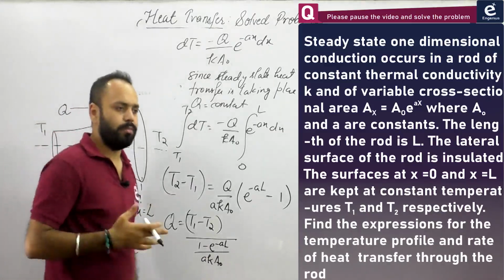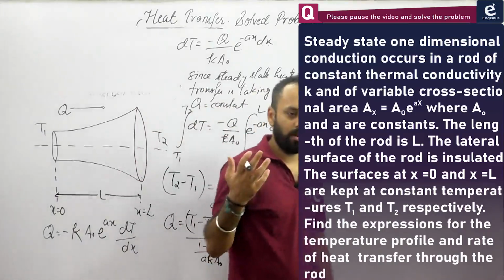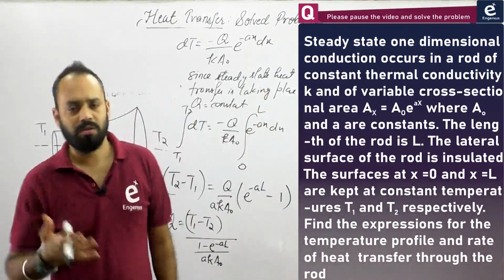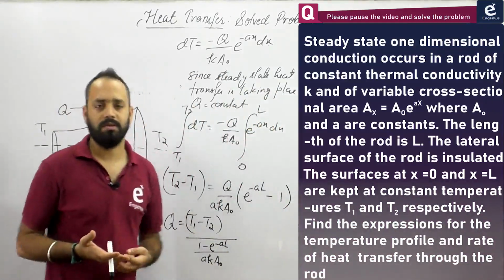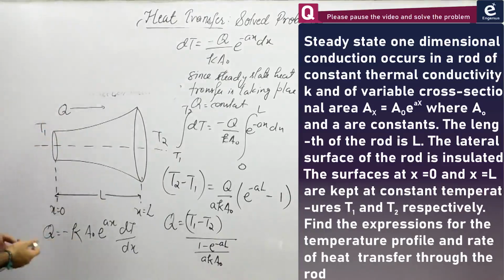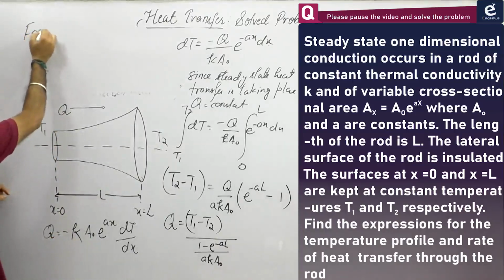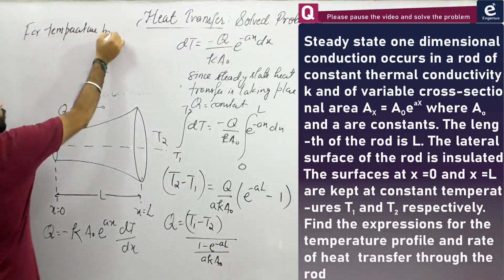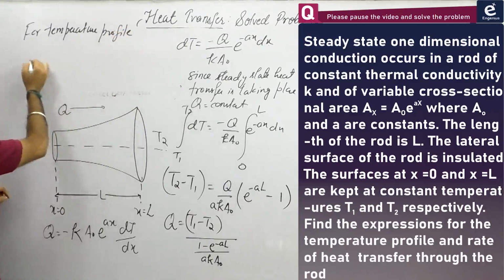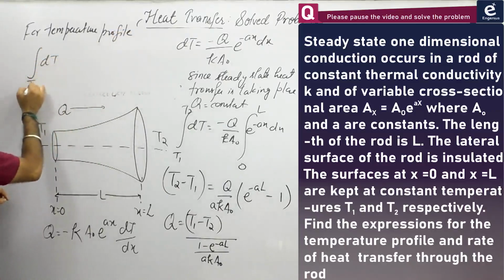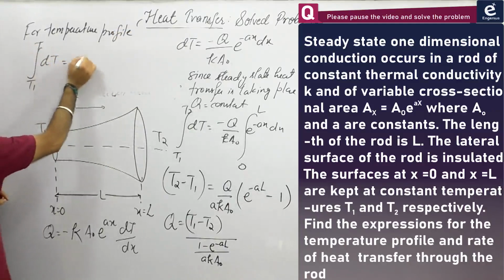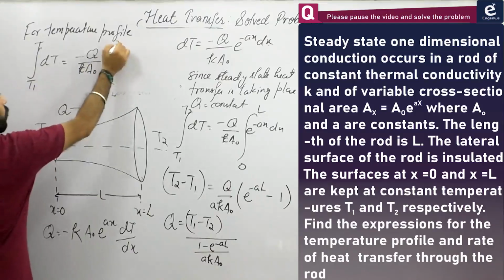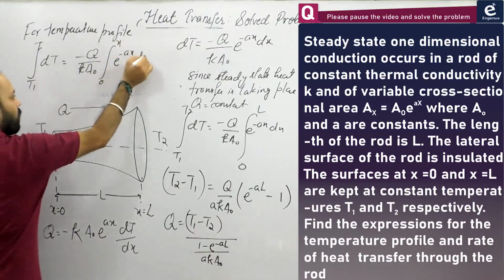ऐसा नहीं है. You have seen before also, when there was a cylindrical body, there was a spherical body, everywhere I applied the Fourier's law. Okay, so area has nothing to do with Fourier's law. Whether area is constant or area is not constant, you can always apply the Fourier's law. So for temperature profile you have to just take slightly different limits: integral of dT from T1 to T is equal to minus Q divided by K A naught, integral from 0 to x of e raised to the power minus ax dx.